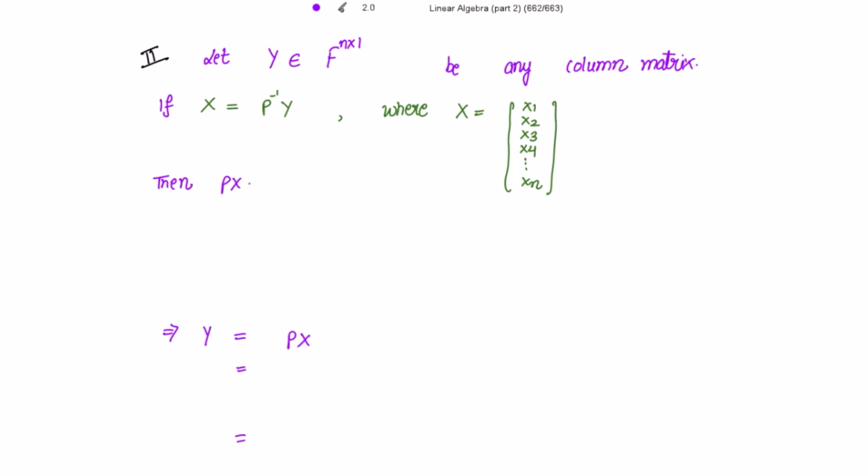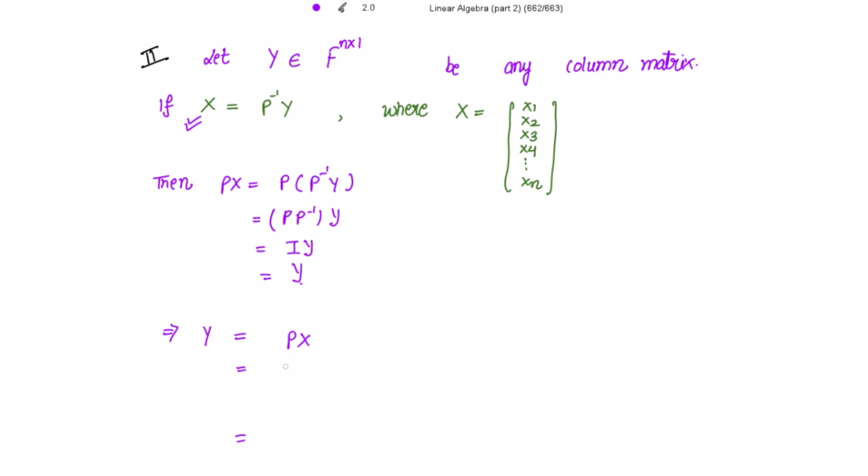Let x be equal to P inverse y. P is an invertible matrix, so this exists. Let me multiply P on both sides. So Px is equal to P P inverse y, which is equal to the identity matrix times y, so this is equal to y. It's y only, right? So Px is equal to y. Can I write y is equal to Px? Yes.